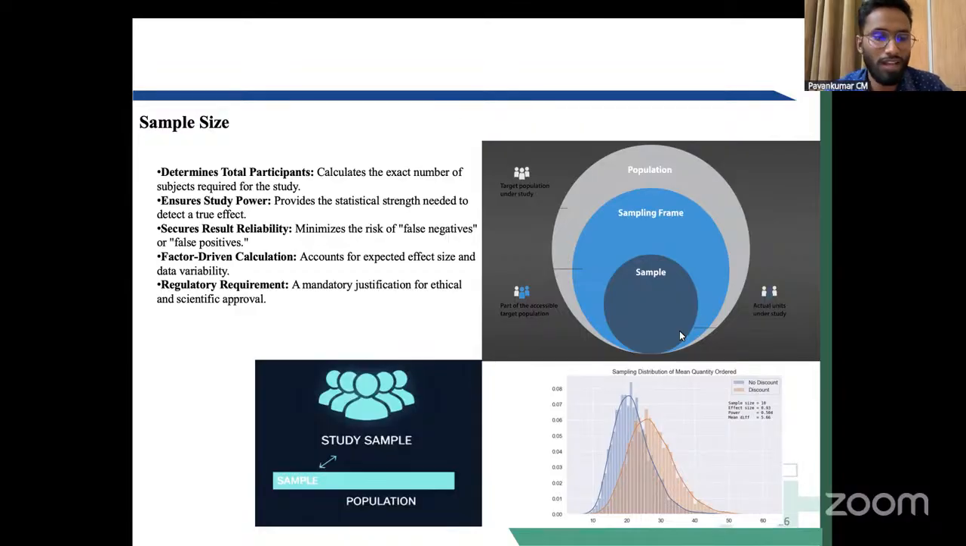And also, as we discussed, once we get ethical clearance, we can't change any of the plan. As we discussed, it is not just a plan, it is a commitment. And finally the sample size must be feasible and ethical. The investigator must balance scientific rigor with participant safety and resource availability.